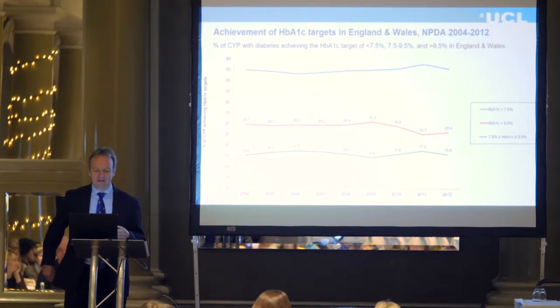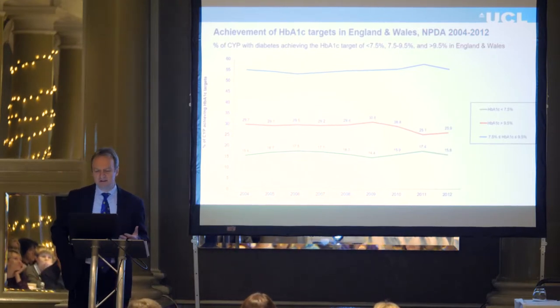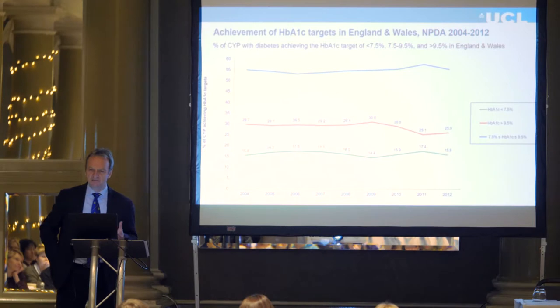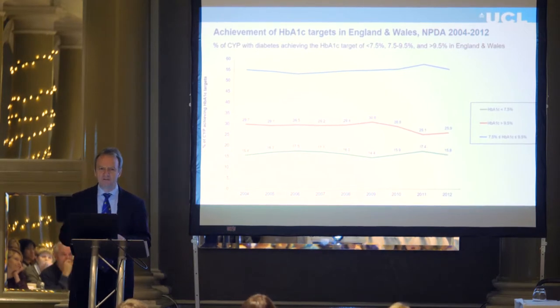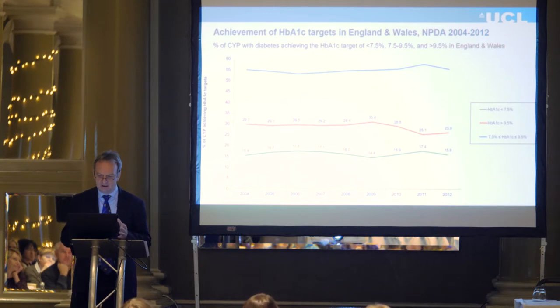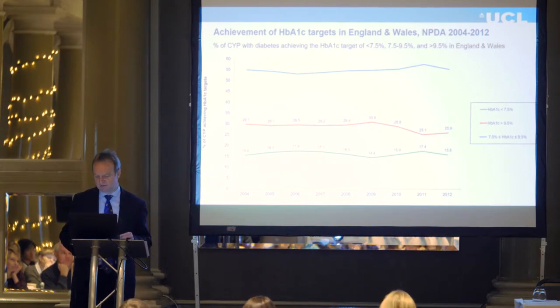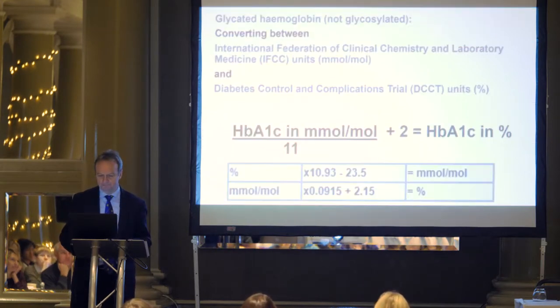So this covers 2004 up to 2012. I don't need to labor the point. It's data for England and Wales, although we were funded by the English government. The NPDA is a joint data set. There's no data from Scotland and Northern Ireland in it. And you can see that at that time, the green line are children with HbA1c's less than 7.5%, about 15% of the England and Wales population, with about 30% of children with an HbA1c above 9.5%. So not doing very well.